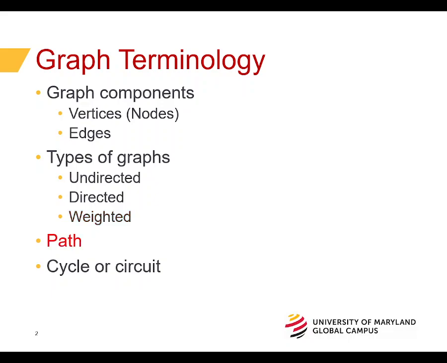A path is a sequence of edges in which the ending vertex of one edge is the starting vertex of the next edge. A cycle or circuit is a path in which the starting vertex of the first edge is the ending vertex of the last edge.